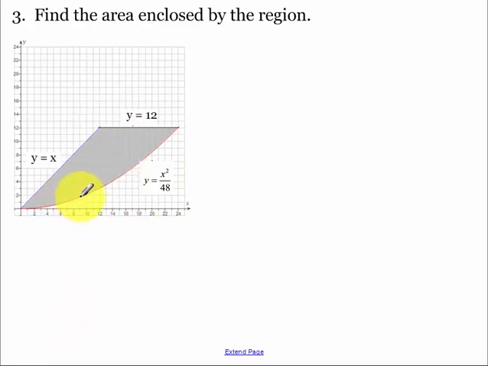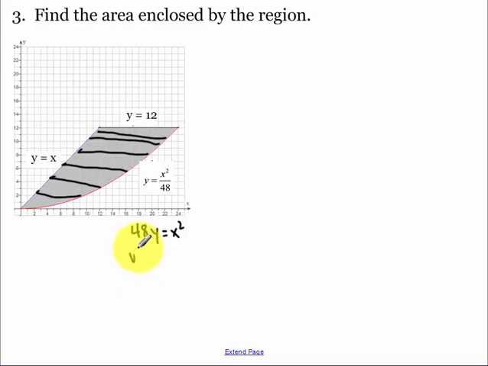If I erase this and I draw now horizontal lines, I have one function always to the right of the other function. So it's more efficient for us to integrate with respect to y in this case, which means that I need to solve this equation up here for x. I multiply both sides by 48, and then I square root. Again, I did that because I need my equations all in terms of y.